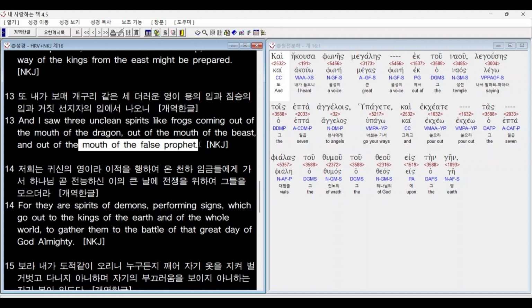They only understand Jesus was born 2025 years ago, crucified, resurrected, went to heaven. Whoever says, understanding the Bible in that way, what mouth do they have? What food do they eat? Oh, they are eating the knowledge from the unclean spirit, the mouth of the dragon, the mouth of the beast, the mouth of the false prophet.